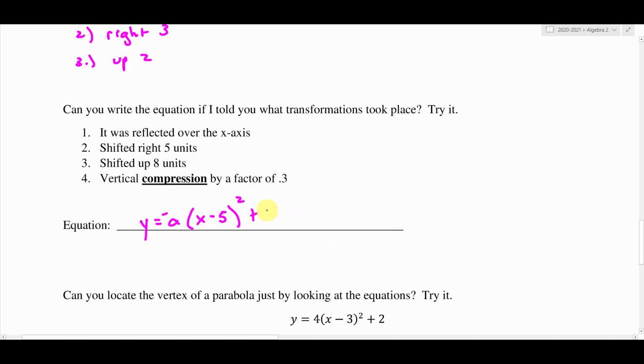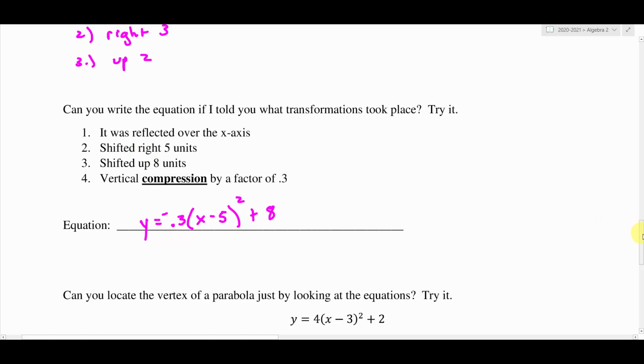And then it was a vertical compression by a factor of 0.3. Remember, compression means we're making the parabola wider, and that means the number has to be in between 0 and 1. So I just need to put a 0.3 here in front of the parentheses. That's all I have to do. That's my equation for this parabola that I'm describing here.